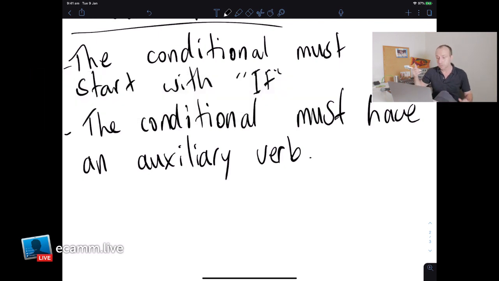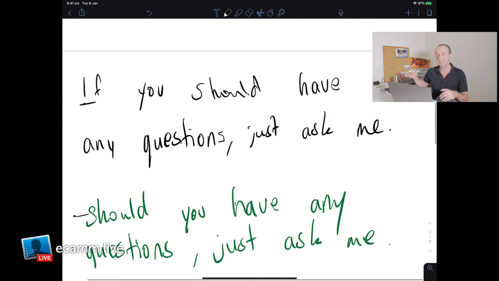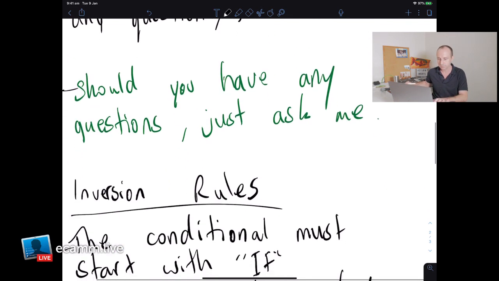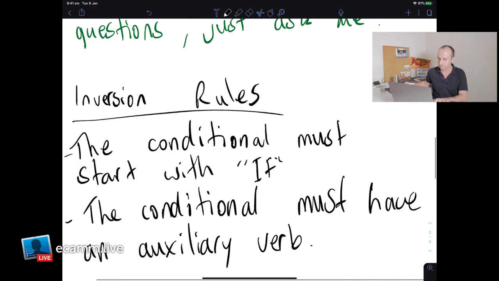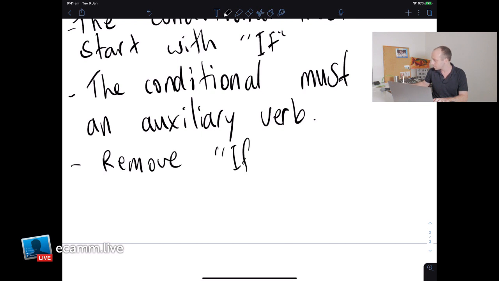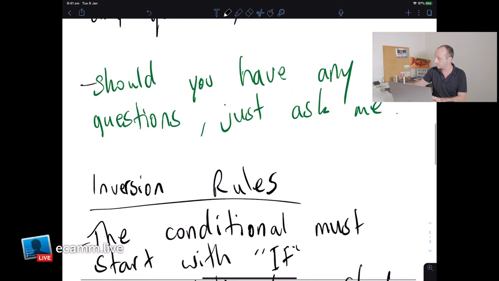Cool, cool, cool. So, in our sentence, does the sentence start with if? Yes. Does it have an auxiliary verb? Yes, it does. Cool? So, what do we do? We remove if. We'll delete if. Here, there's no if. Cool?